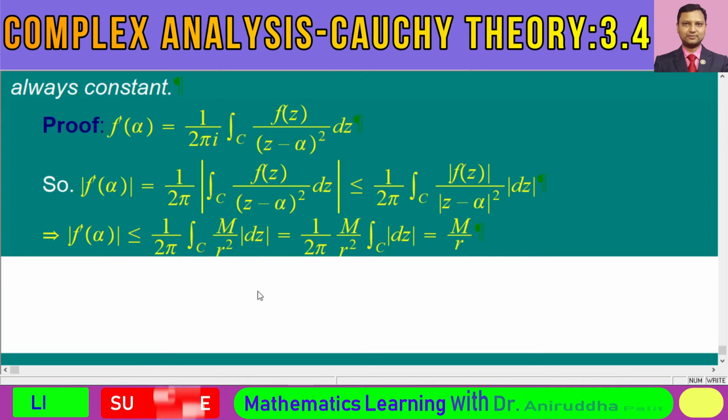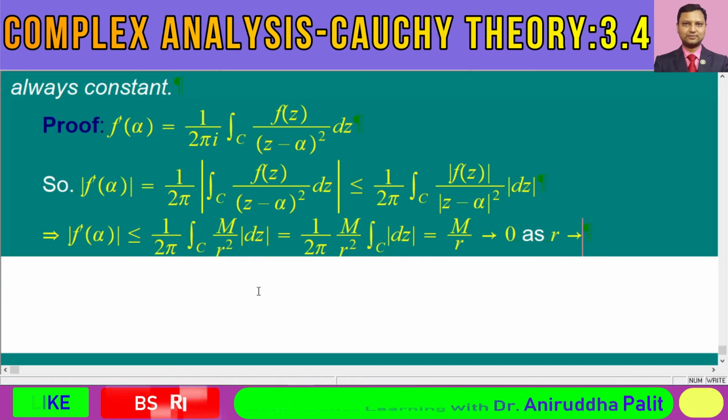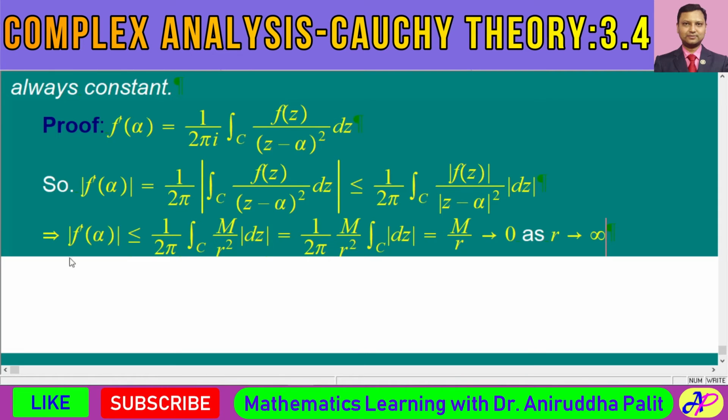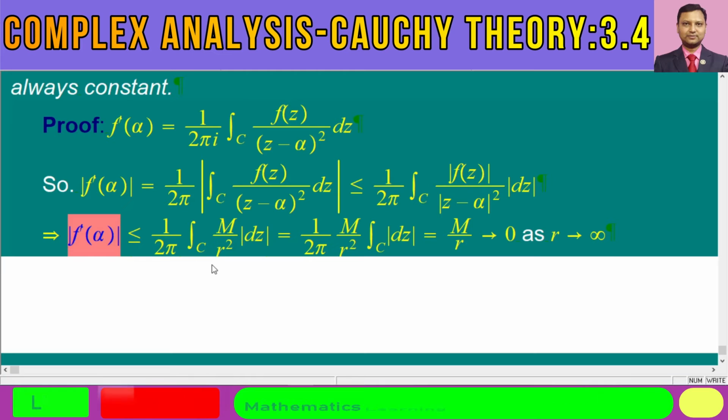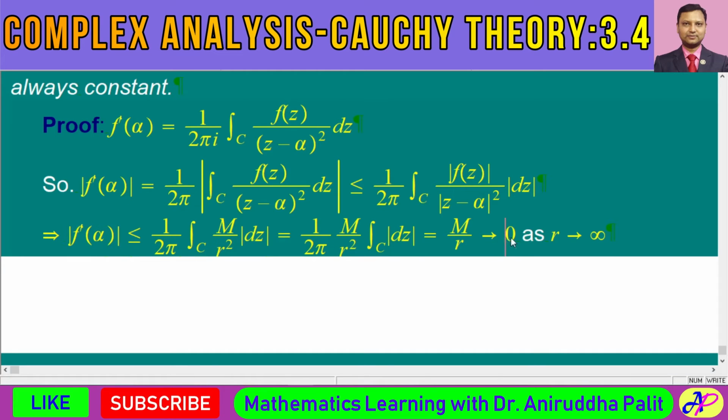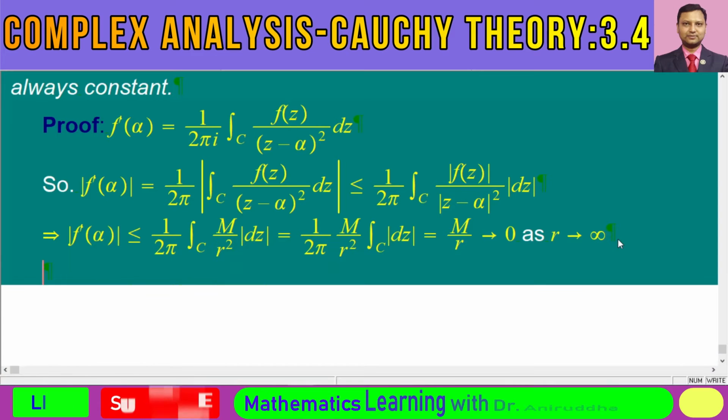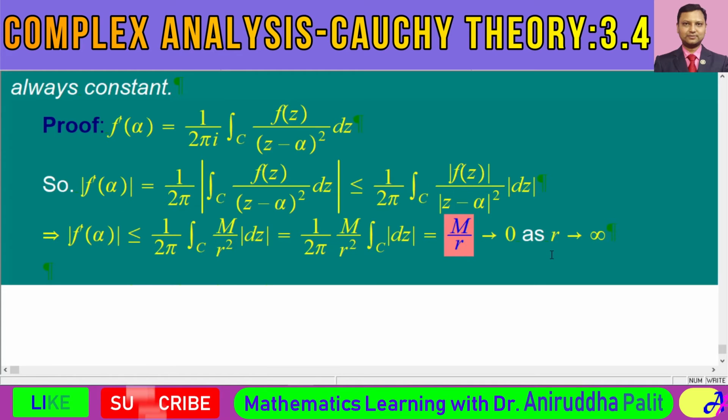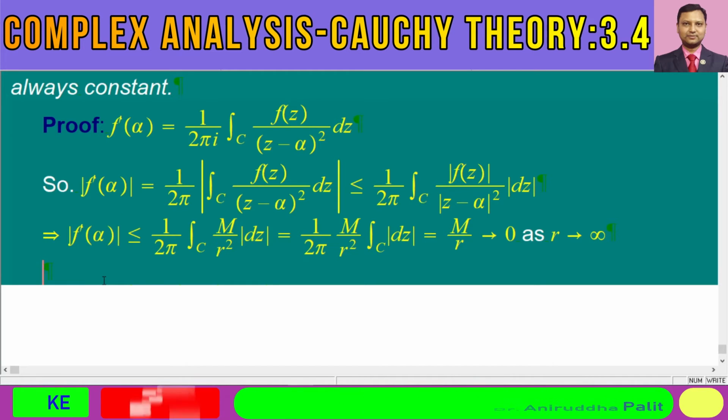And if r tends to infinity, in that case you can say that this quantity will tend to 0 as r tends to infinity, and this is permissible only because r was taken to be an arbitrary real number. So we have that modulus of f dash alpha is tending to 0 as r tends to infinity. Or you can say that this is possible only when the left hand side is equal to 0, because r was any arbitrary real number. That should be true for any real number r. So this is possible only when the left hand side is equal to 0.